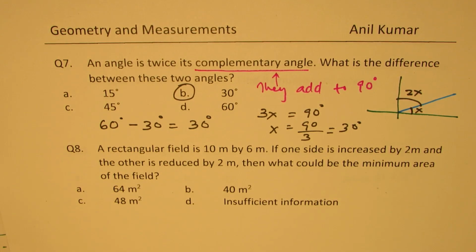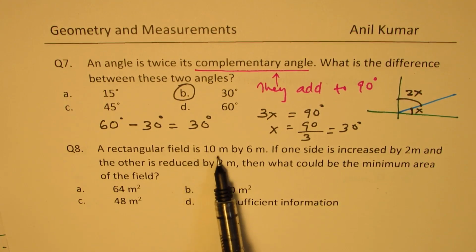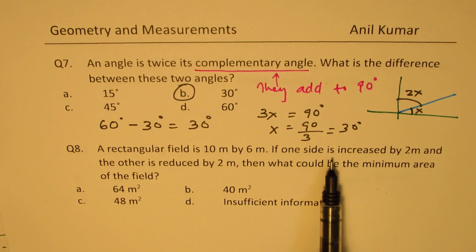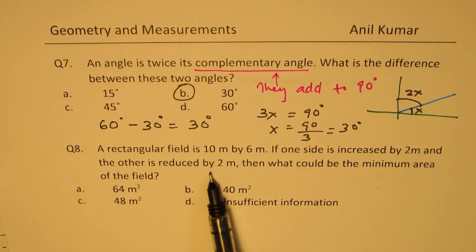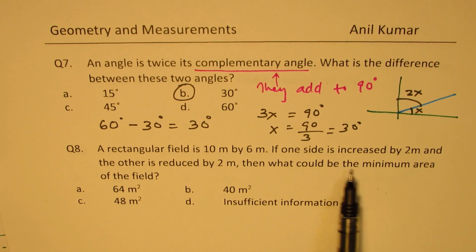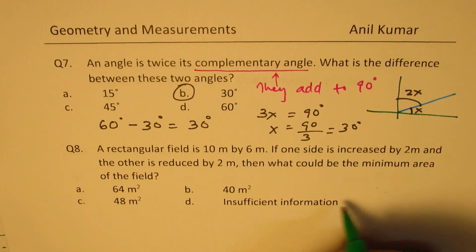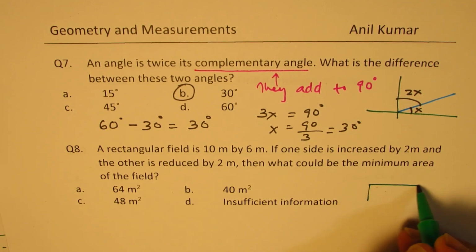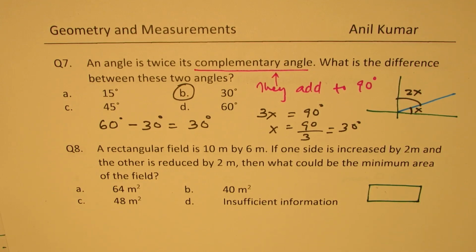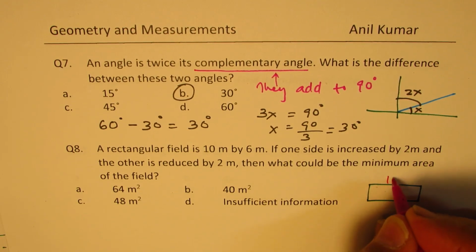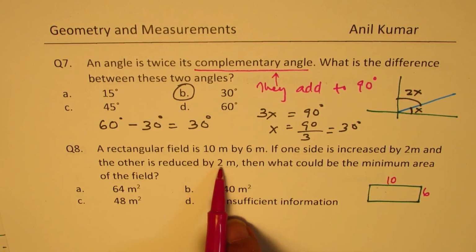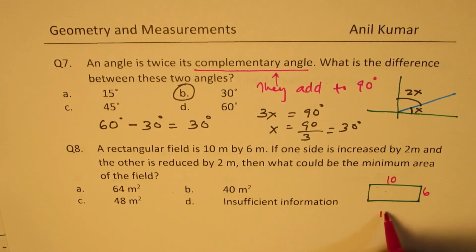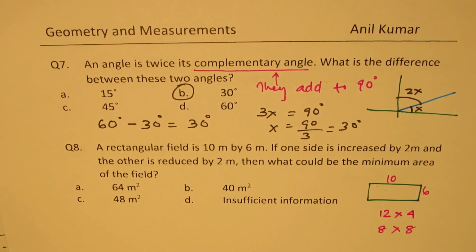Okay. Question 8. A rectangular field is 10 meters by 6 meters. If one side is increased by 2 meters and the other is reduced by 2 meters, then what could be the minimum area of the field? Okay, so think like this. We have a rectangular field which is kind of like this, right? Now, which is 10 by 6. We are increasing one and decreasing the other. So we could make this 12 by 4, right? Or we could make this 8 by 8. So those are the two options basically.